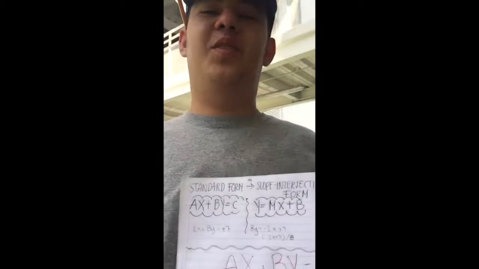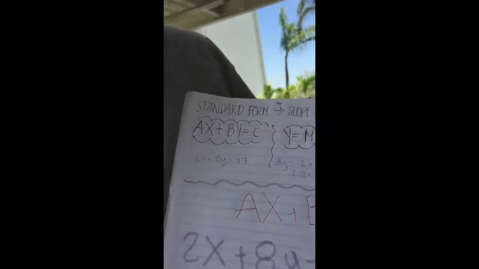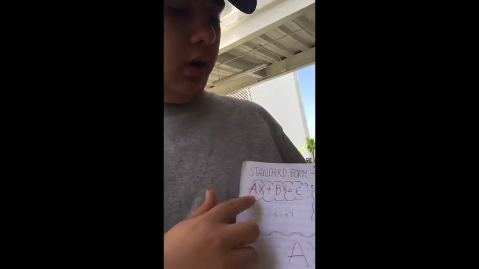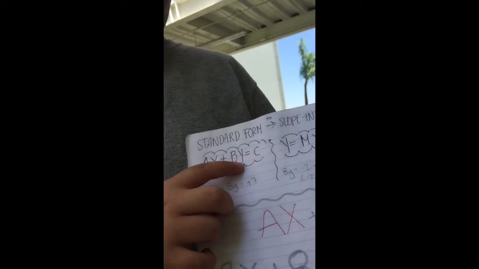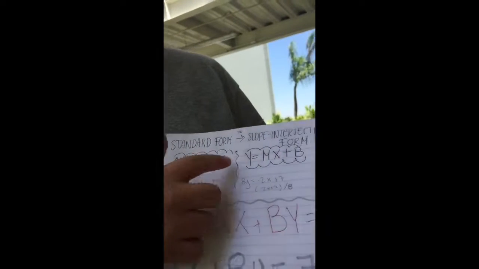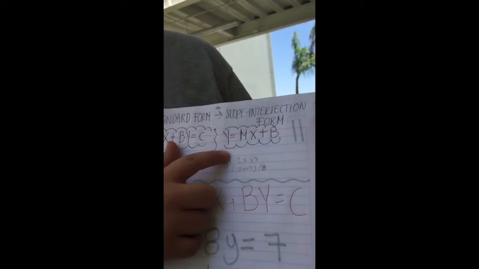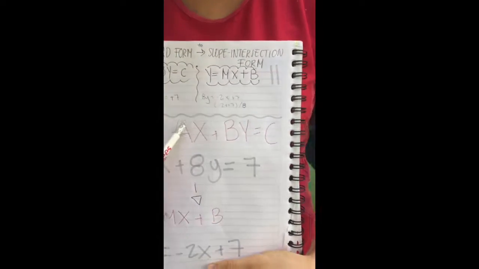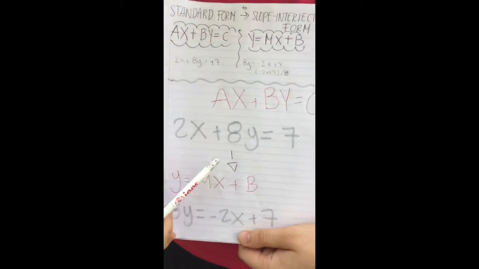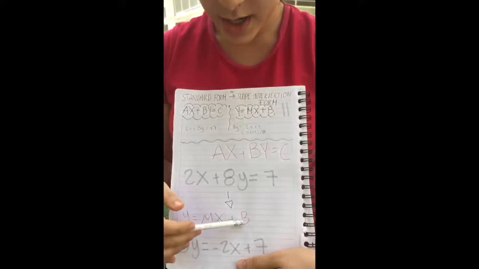Afternoon, we are going to explain how to pass from a standard form to a slope intercept form. For the standard form, we have the formula ax plus by equals c. And the slope intercept form, we have y equals mx plus b. We have a standard form that we need to pass to a slope intercept form. So why do we need to clear?